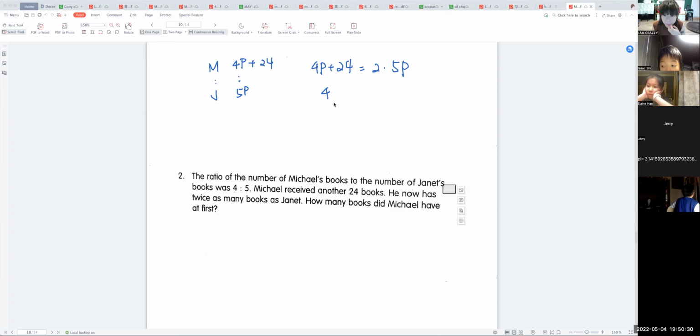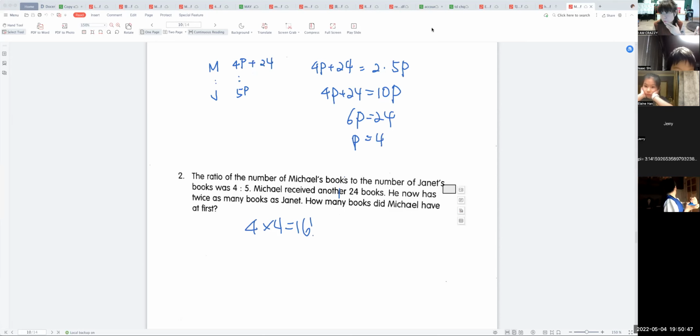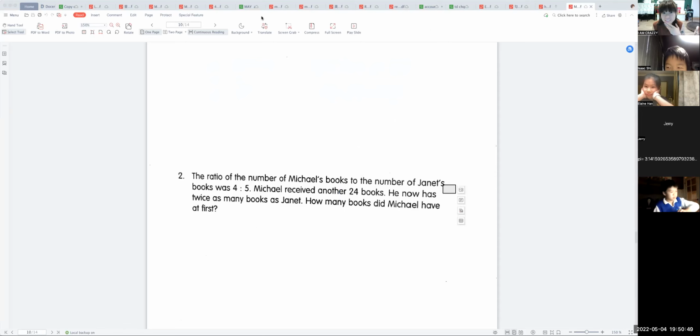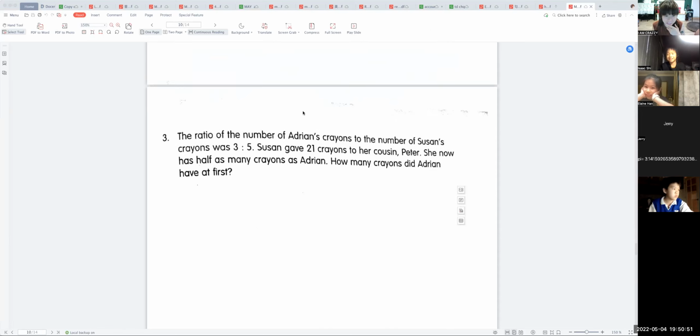So that means 4p plus 24 equals 10p, and 6p equals 24, and 1p equals 4. So how many books did Michael have at the very beginning? So it's 4 times 4 equals 16. The same answer as number 3. What a coincidence. Yes. Okay, so number 3.